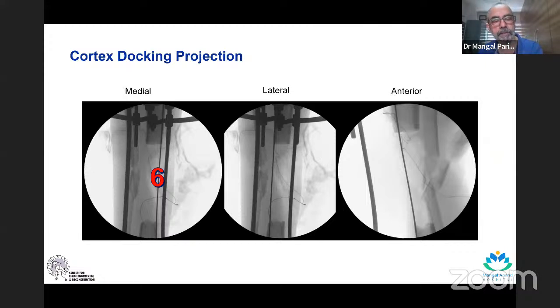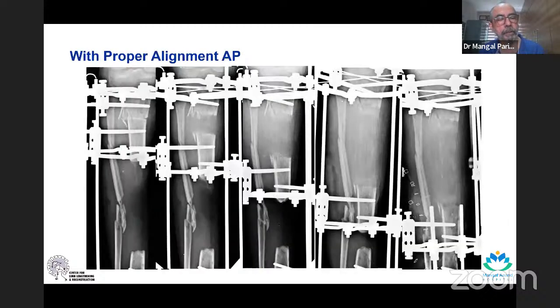And this is the cortex docking projection which I was talking about. So here you can see that the anterior is slightly ahead, or if this line, and the cortex of the anterior is ahead. So I'm going to get a little bit of mismatch, which is what I'm usually looking for. So with a proper alignment on the AP, even such a large distance and such a small fragment over a period of time, there's no problem in reliably moving it down. And you can see all the while there is a good bone formation occurring.